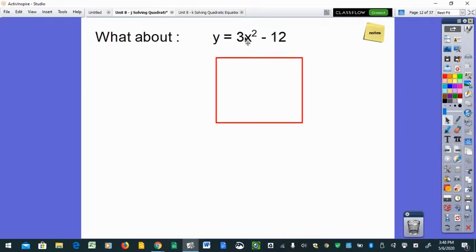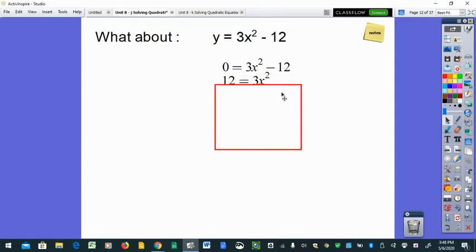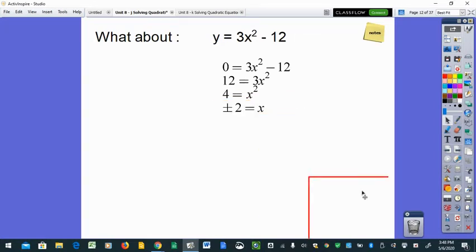Well, what about this one? Now, wait a minute. Same method. We're going to replace the y with 0 to represent the x-axis, and we're going to solve this quadratic function. It just happens to be a two-step. We're going to add 12 to both sides. But this time we're going to divide both sides by 3. And now we'll take the square root. And when we take the square root of both sides, we'll get plus or minus 2.